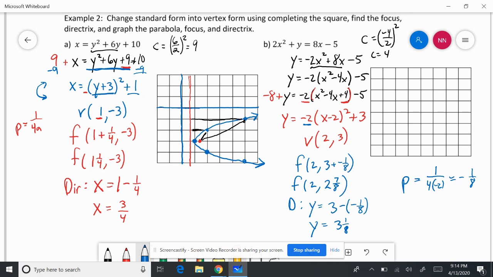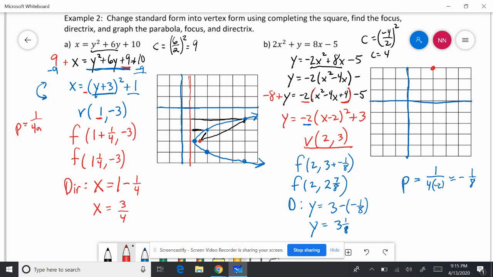So when we're graphing this, I'm going to try to put the focus more in the middle. Actually, I'm going to put it a little bit higher so we can fit as much of it as we can. And my vertex is 2, 3. So I have a vertex of 2, 3.